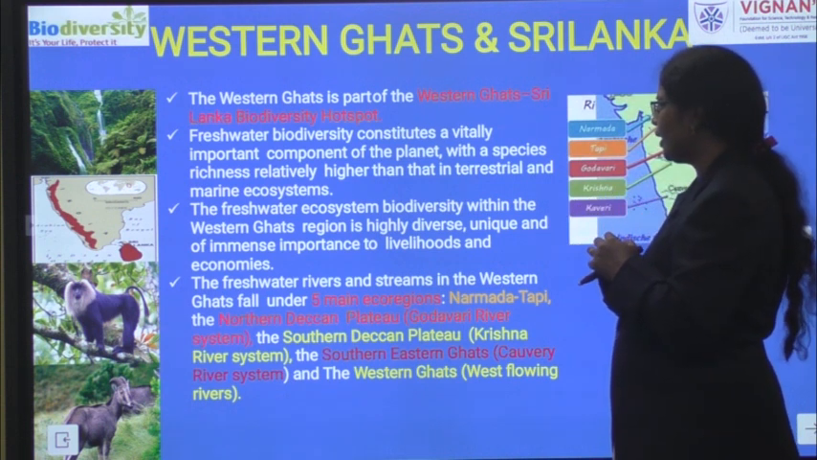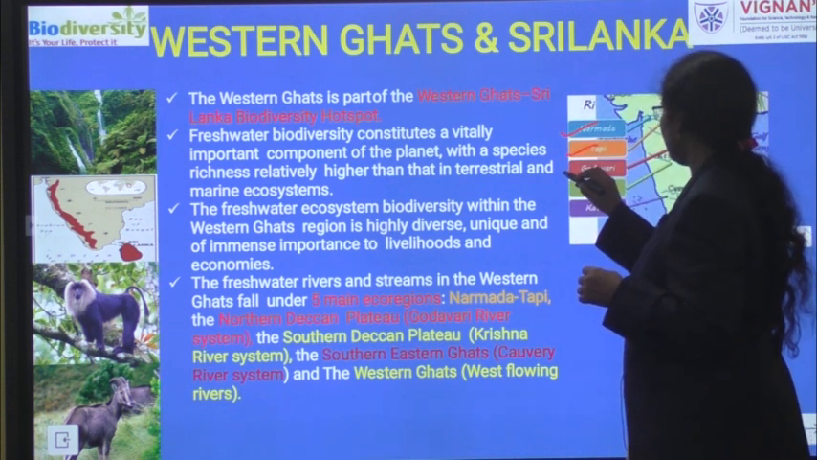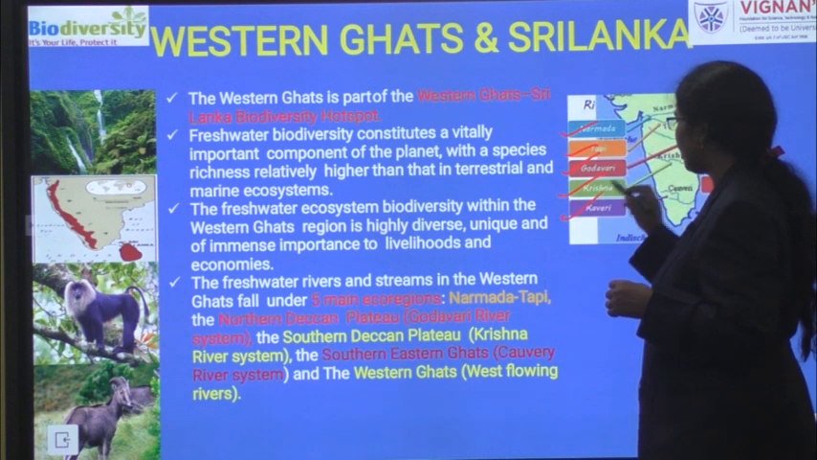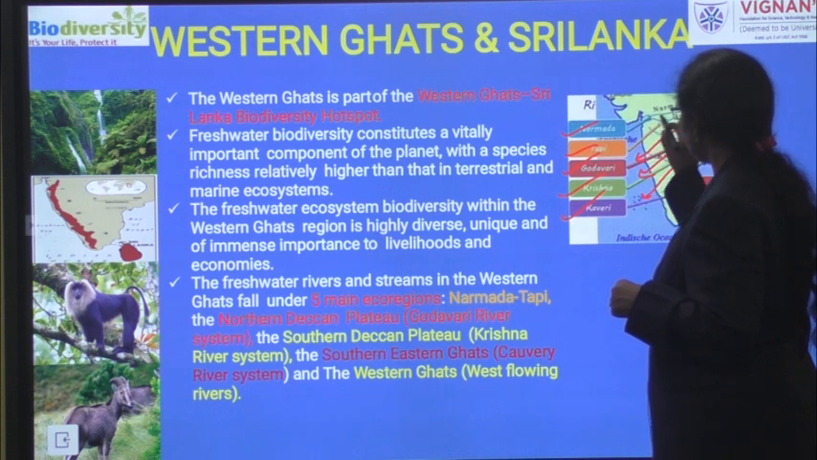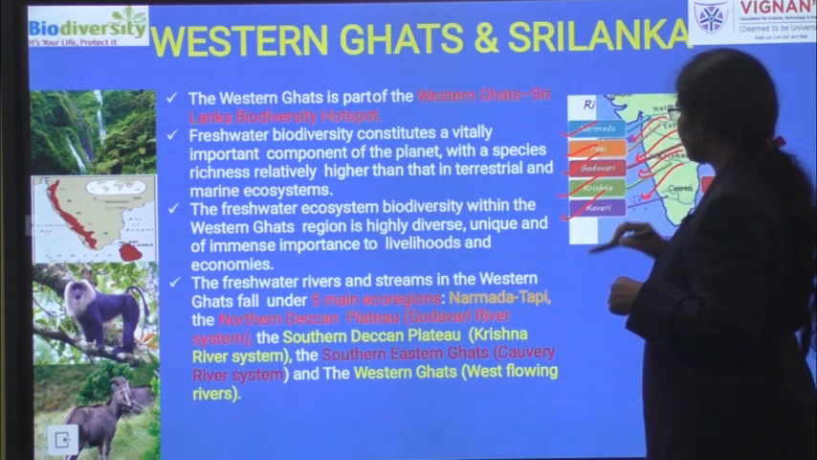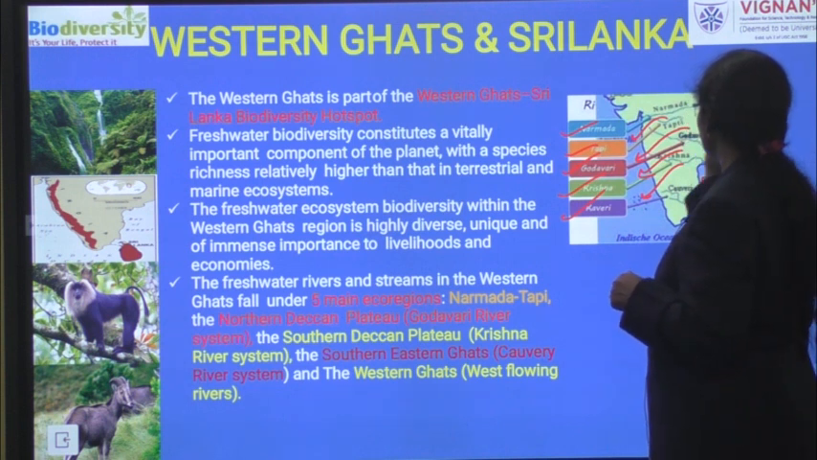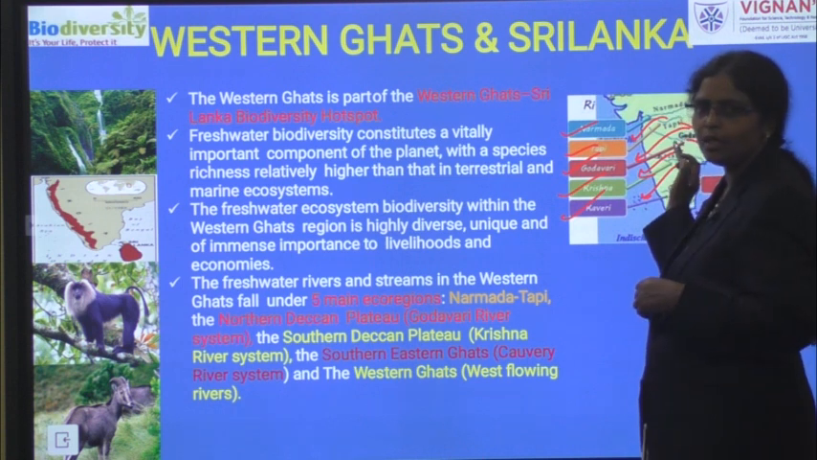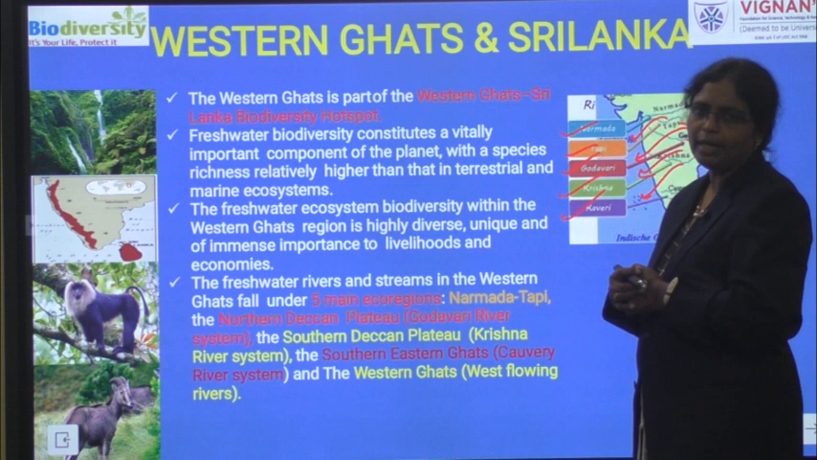So here you can observe Narmada, Tapati and Tapi, and Godavari, Krishna and Kaveri. All these rivers flow in this direction, and because of this, they enter into the Arabian Sea. Not only this, Godavari and Krishna enter into the eastern part of India, and they enter into the Bay of Bengal.